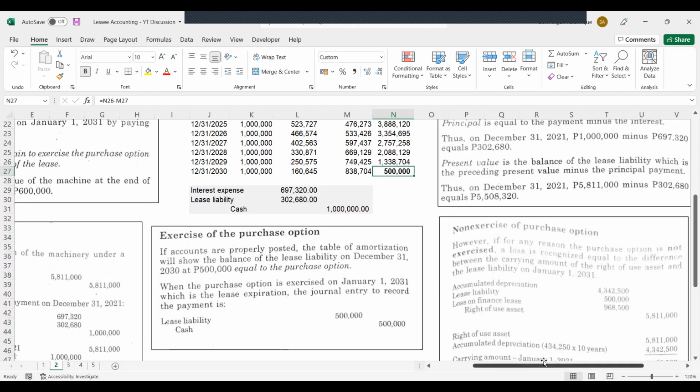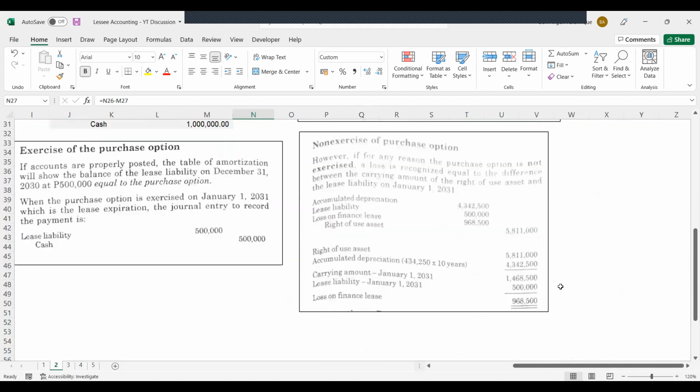So, paano naman kapag hindi in-exercise yung purchase option? So, pag hindi in-exercise, a loss is recognized. So, magre-recognize ka ng loss kung hindi siya binili at the end. So, loss on financing natin. So, how to compute for the loss?